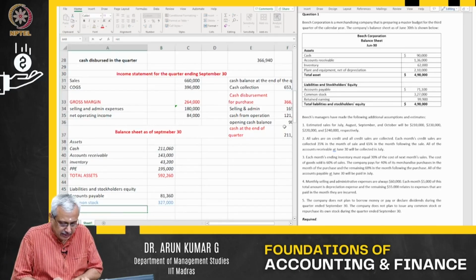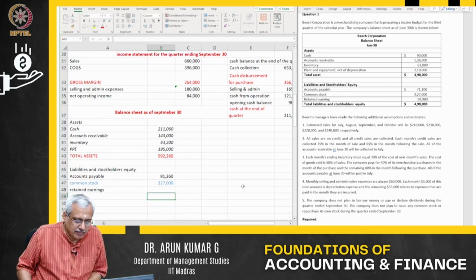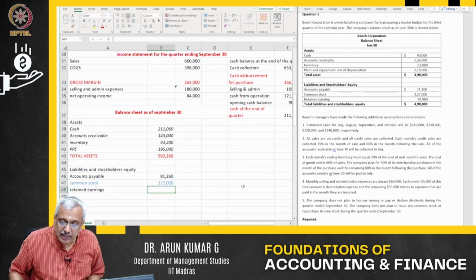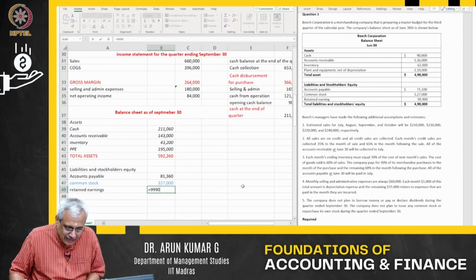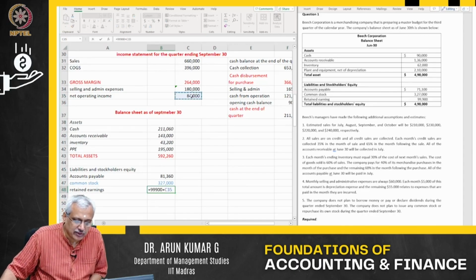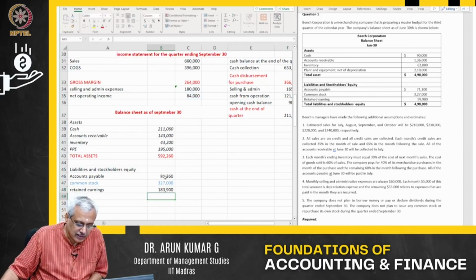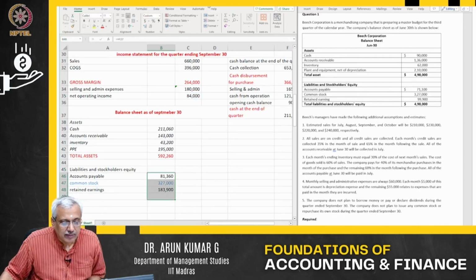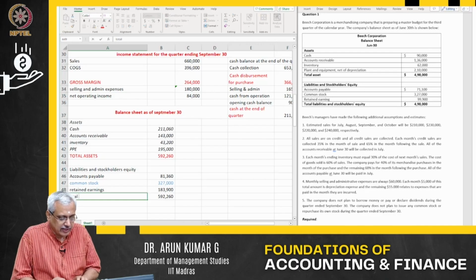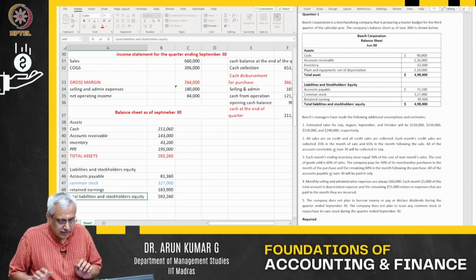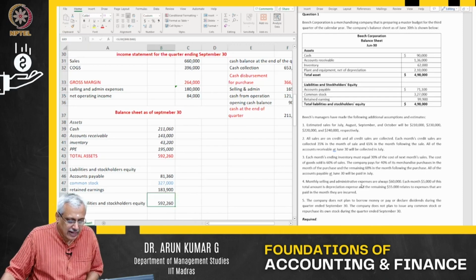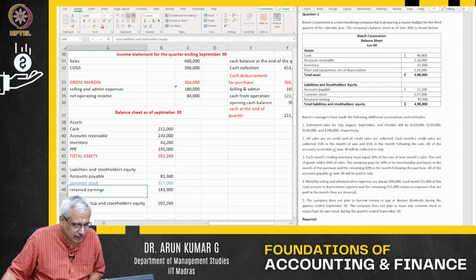Then what happens? My retained earnings. What is going to be my retained earnings? My retained earnings as per the balance sheet is 99,900 plus this 84,000 of the current period. Now let me look at the total. My total liabilities and stockholders' equity is the same figure as I have out here. That is what we see. This is how the balance sheet is prepared.